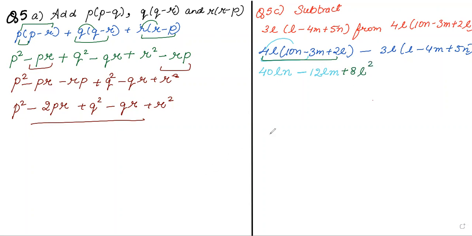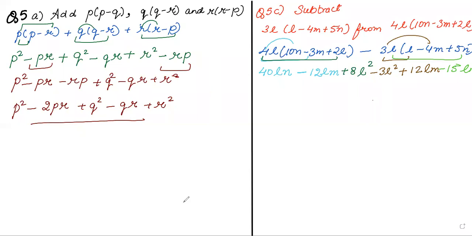Now minus 3L into L is minus 3L square. Minus 3L into minus 4M. Minus 3 into minus 4 is plus 12. L into M is LM. Minus 3 into 5N, minus 3 into 5 is minus 15. L into N is LN.